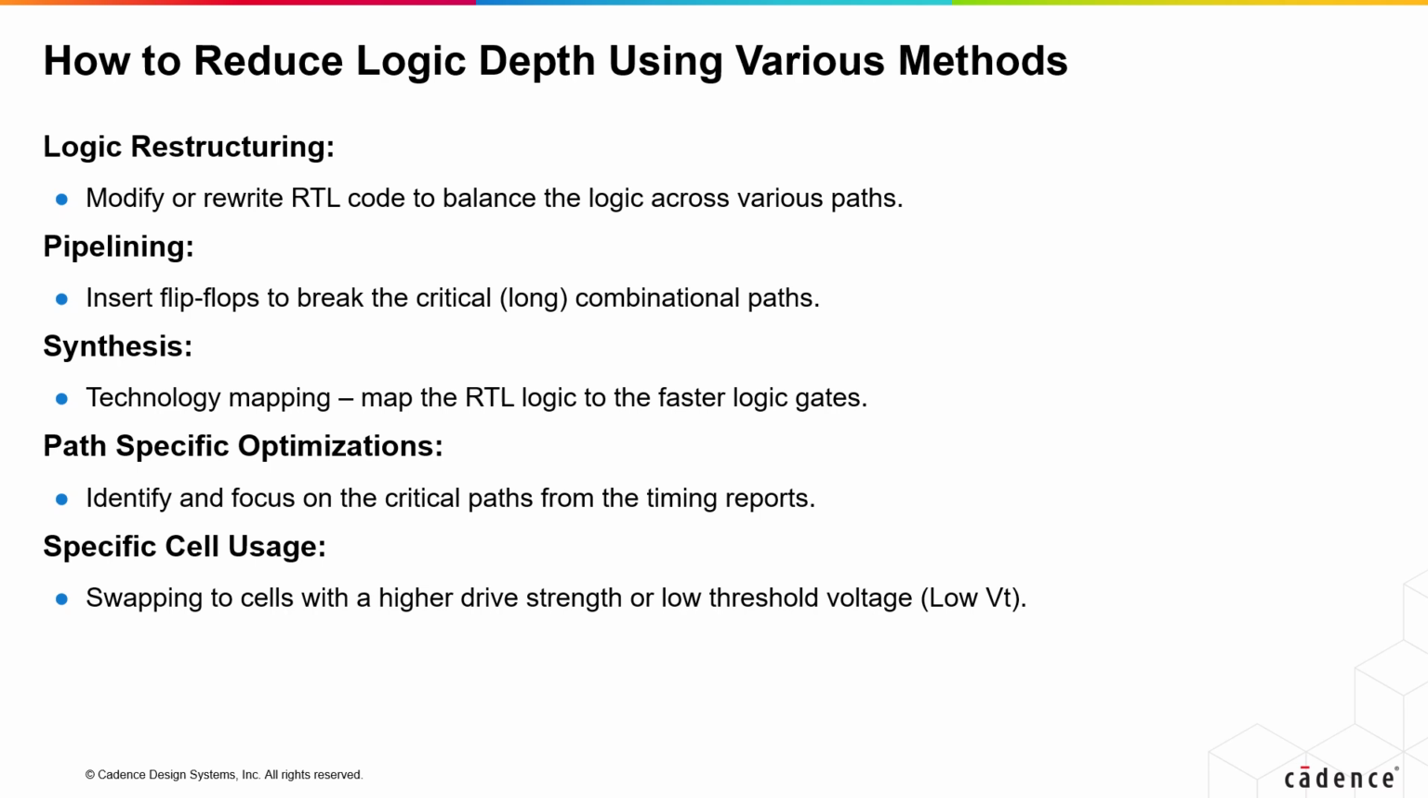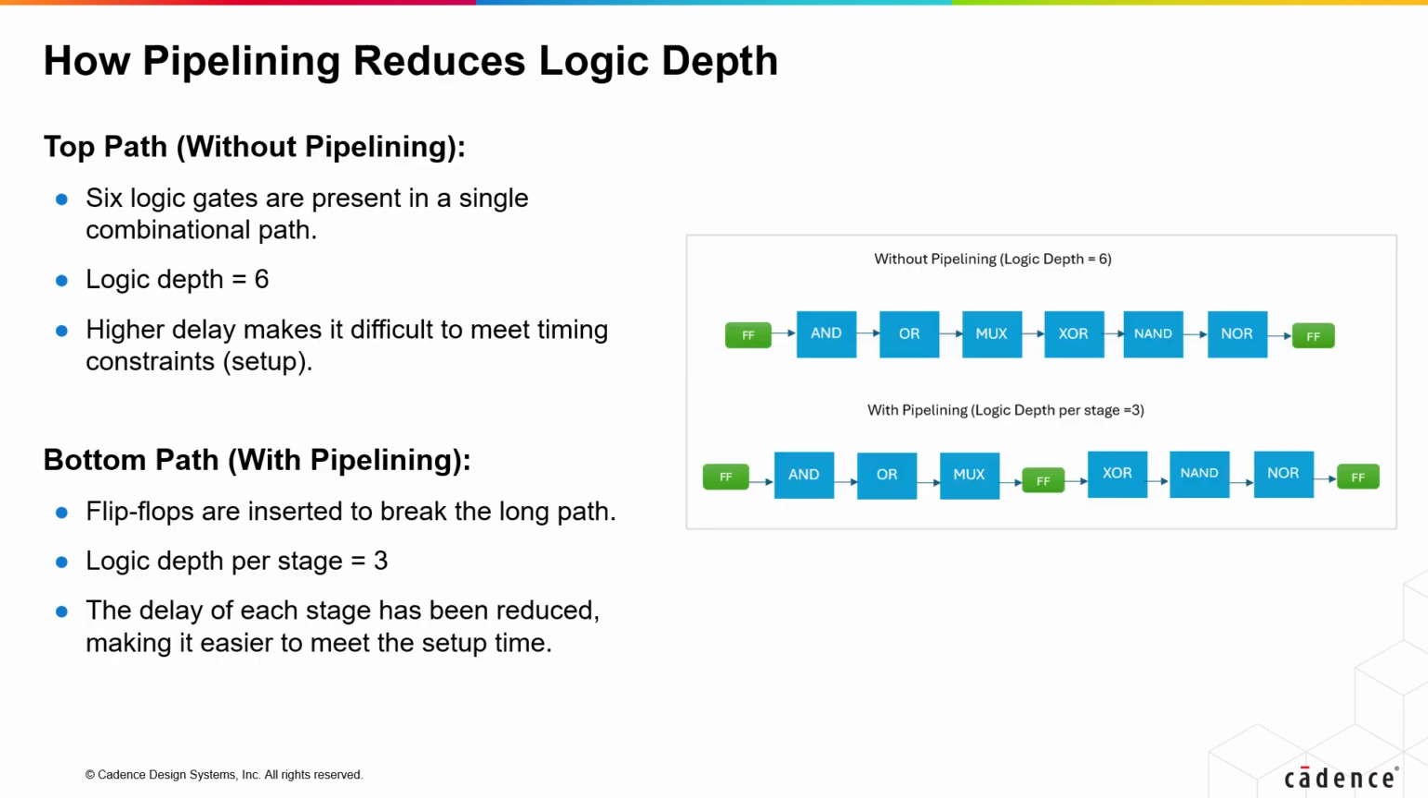During the synthesis stage, the logic in the RTL code can be mapped to faster logic cells in the standard cell library to reduce the logic depth. The depth of logic in the critical path should be minimized first, as indicated by the timing reports. It may also be necessary to swap the cells with faster ones, low threshold voltage cells, or high drive strength cells to reduce logic depth.